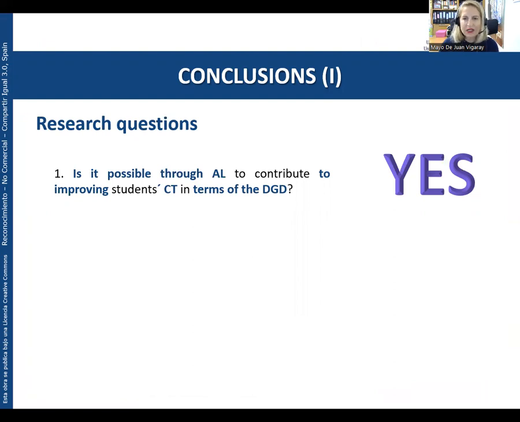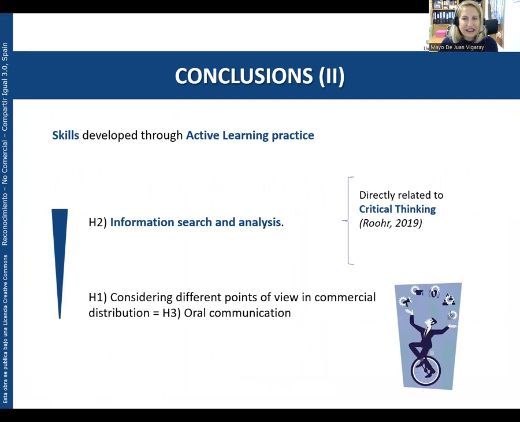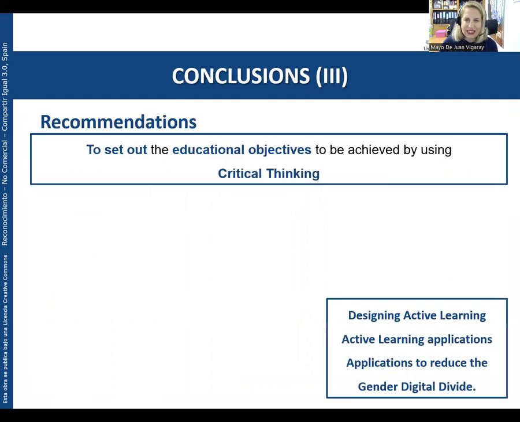The results allow us to conclude that it is possible through active learning to contribute to improving a student's CT on the digital gender divide, and the use of technologies implemented in the classroom favors their learning and their critical thinking on it, as we have mentioned before. In terms of the skills developed through active learning practice, the students perceive that the skill they improved the most was information search and analysis, which in turn is directly related to CT.